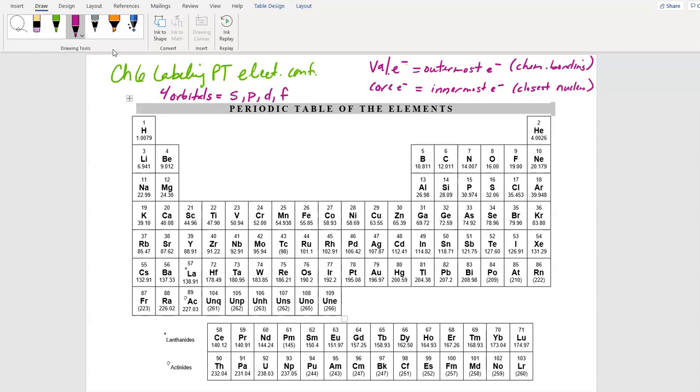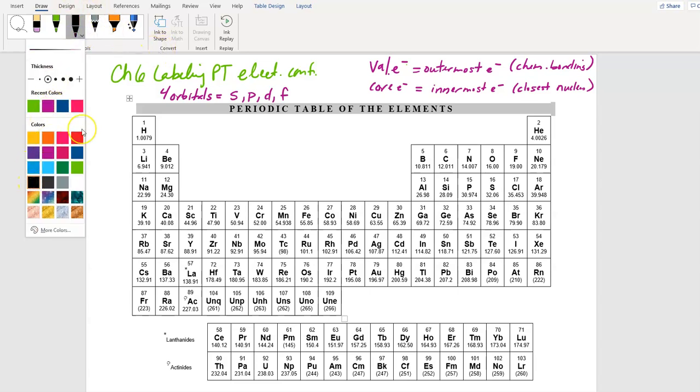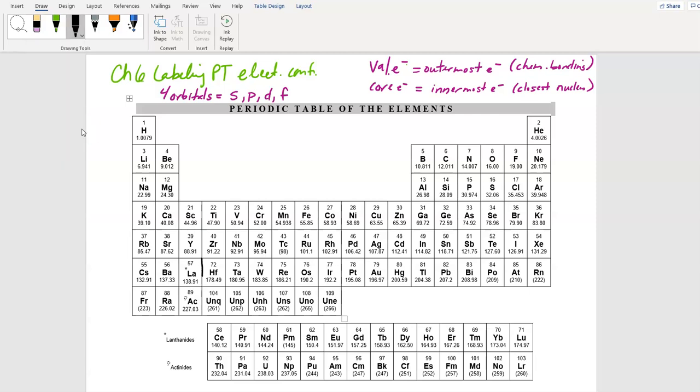Another thing on here is you're probably going to want to, in a black marker or something, put a thick line right there on purpose. Really, really thick. So we're going to label a couple things first before we start busting out the colors.